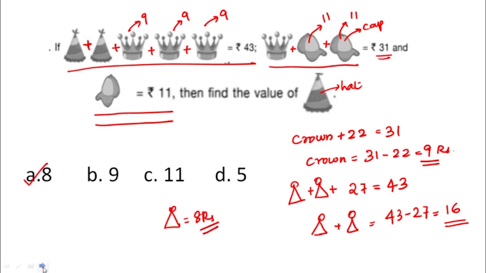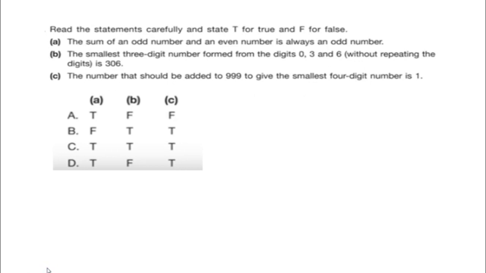Let's look at the next question. Read the statements carefully and state T for true and F for false. Let us look at the statements one by one. What does the first statement say? The first statement says the sum of an odd number and an even number is always an odd number. See, whenever you have such questions where you have to find out whether the given statement is true or false, try out these statements with the help of examples. Okay, what does statement A say? Statement A says that the sum of an odd number and an even number is always an odd number.